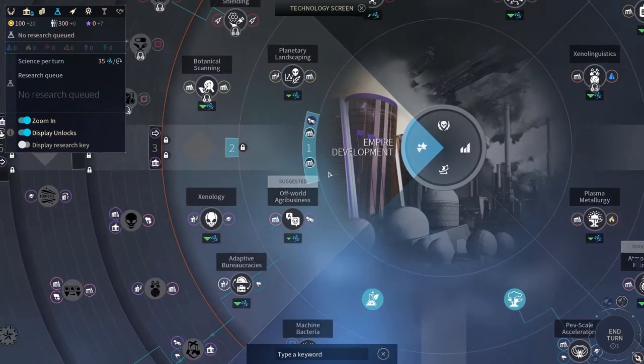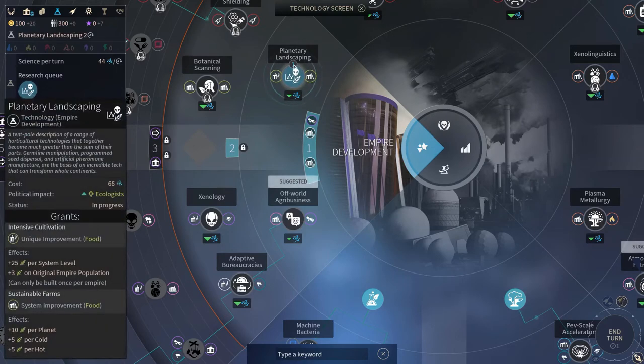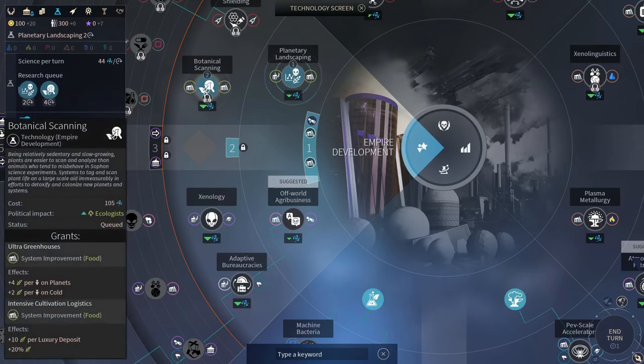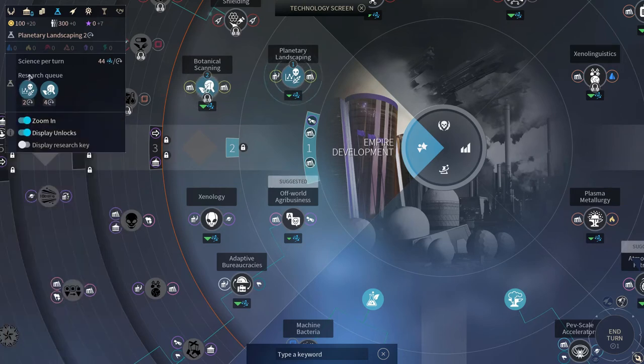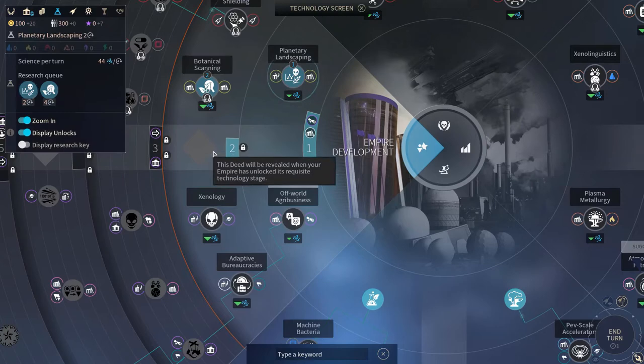So how do you research technologies? Well, it's pretty simple. You just click on it. As you click on it, you'll have a number showing on top of the technology, which will be its order in the queue. And then in the queue, you'll see in how many turns the research will be completed. The other thing that you need to know is that for a given technology, you might get between one and, I think, four improvements.